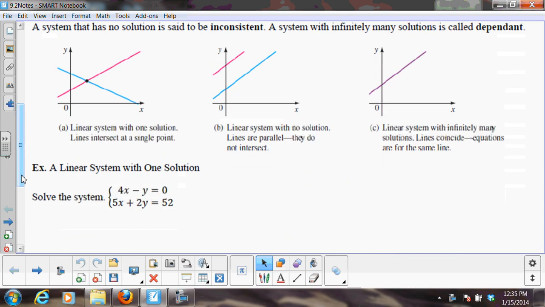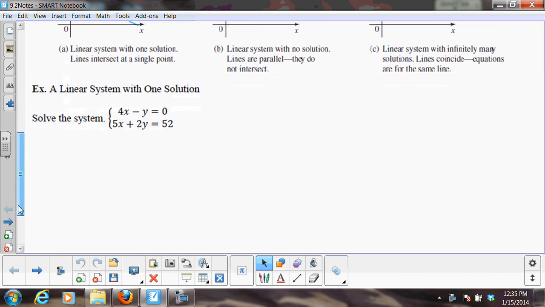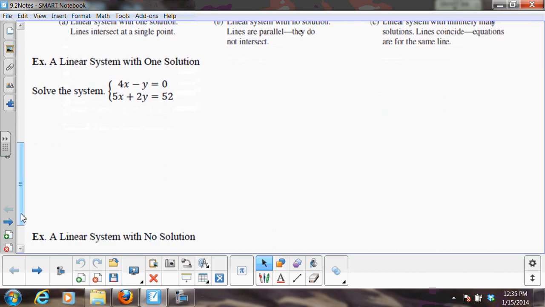One solution would be intersection at one point, no solution is parallel lines, infinitely many solutions are lines that are actually on top of each other. So you're still going to use method of elimination or substitution. So this one I'm actually going to solve for y and then substitute in.